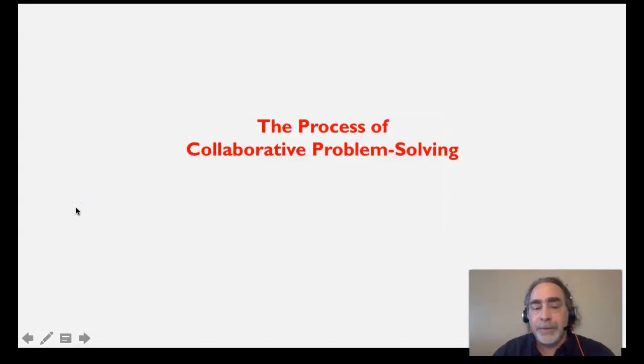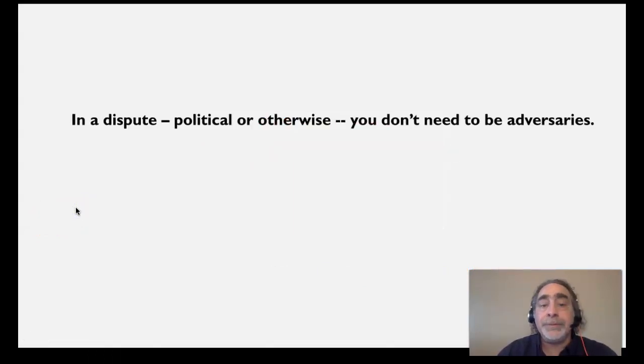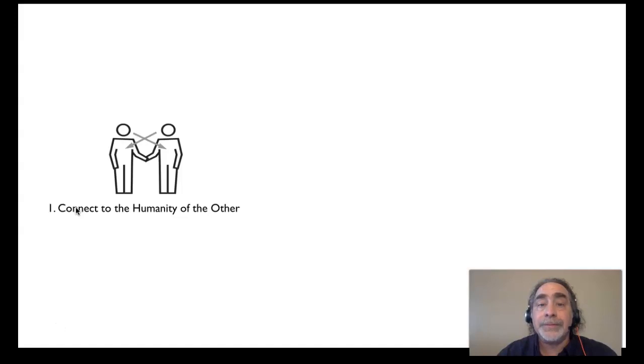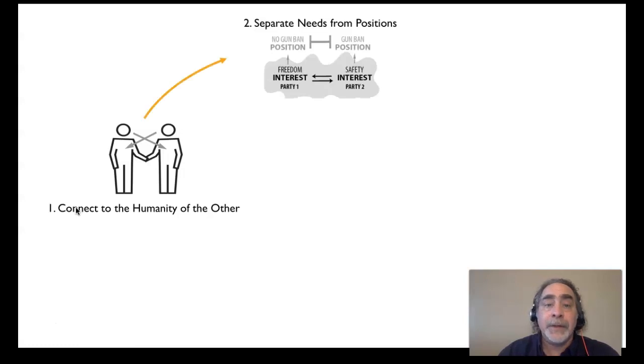Process of collaborative problem solving. In a dispute, political or otherwise, you don't need to be adversaries. You can be partners. And there are several steps to the process, 4 basically. The first step is to connect with the humanity of your partner, even if you disagree with them, even if they take positions, political or otherwise, that you may actually hate. The second step is to separate needs from positions.